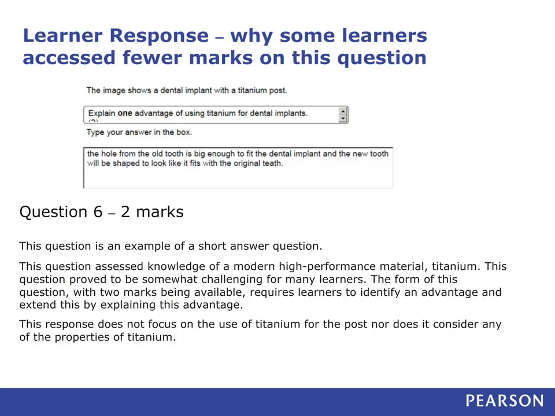Often, learners might provide a very short response, such as identifying that titanium is non-corrosive, but not saying why this is an advantage in this situation.